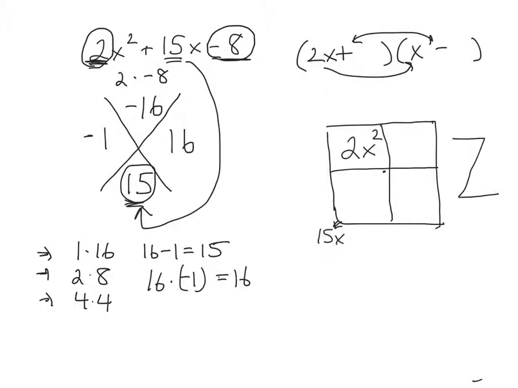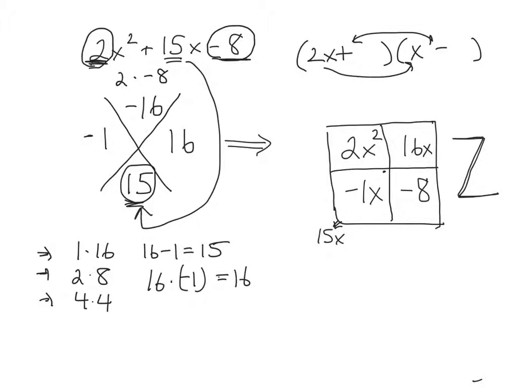I know from what I just found using the X that it can be 16x, of course, and minus 1x. 16x minus 1x gives me 15x. And then the last thing I have to put in is the -8. So now if I look at this in the Z form, so to speak, I see I have 2x squared, 16x minus 1x gives me my 15x, and then I have my -8.